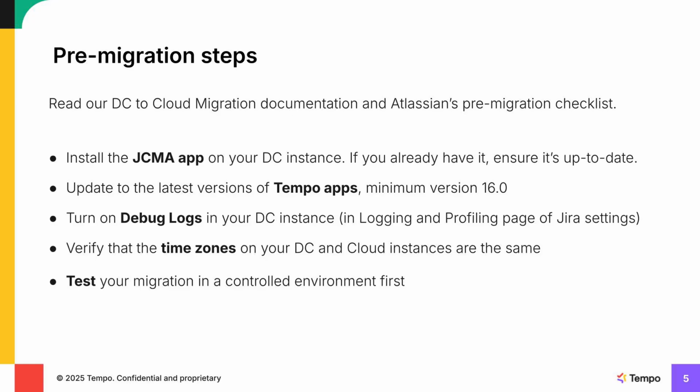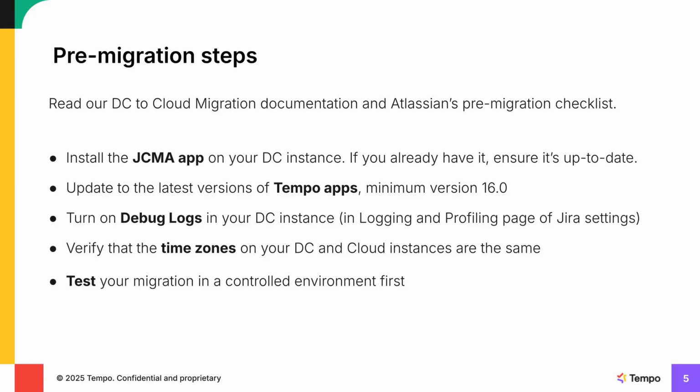First, ensure that the JCMA is installed and up to date in your data center instance. This free app from Atlassian is crucial for the migration. Ensure you're using the latest version of each Tempo app. At the time of this recording in October 2025, you should be using minimum app version 16.0 to allow for a successful migration. Turn on debug logs in your Jira DC instance. This will provide valuable insights during the migration process if anything goes wrong.